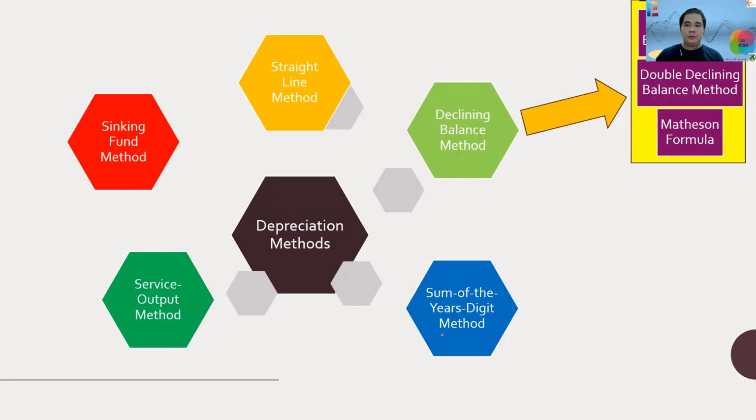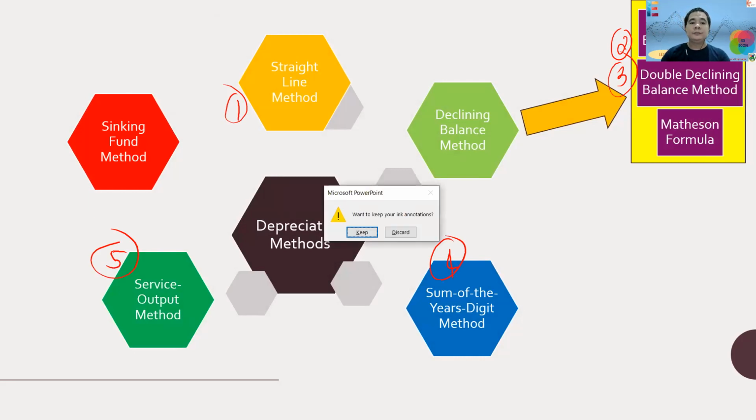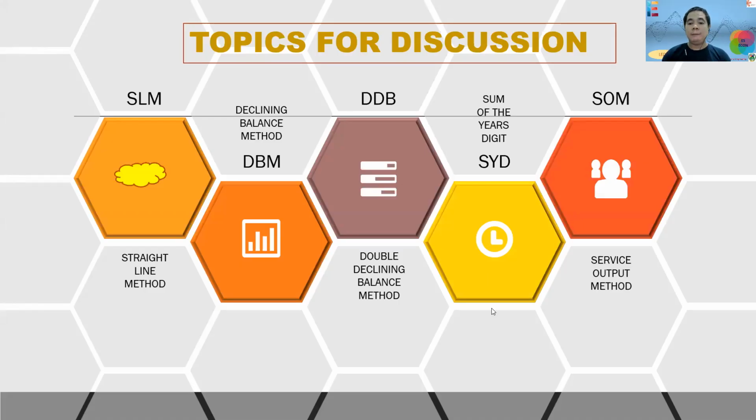So right now we are already able to discuss number 1, declining balance 2, 3, this is 4, and this is 5. Okay, so right now we will be discussing the succeeding topics.